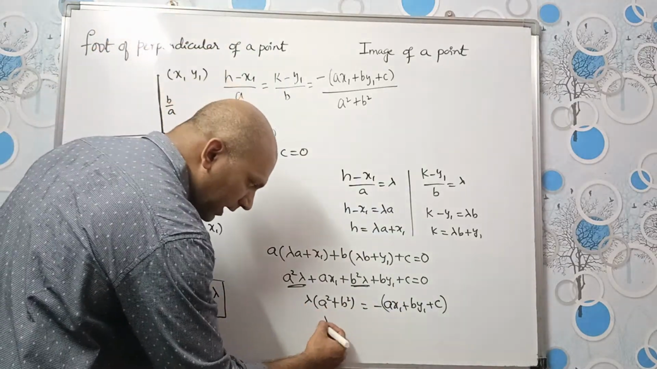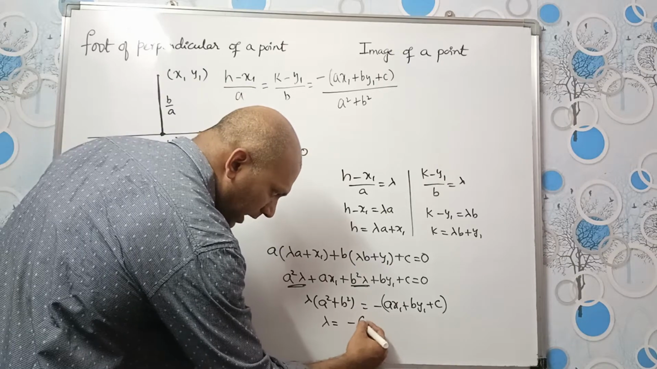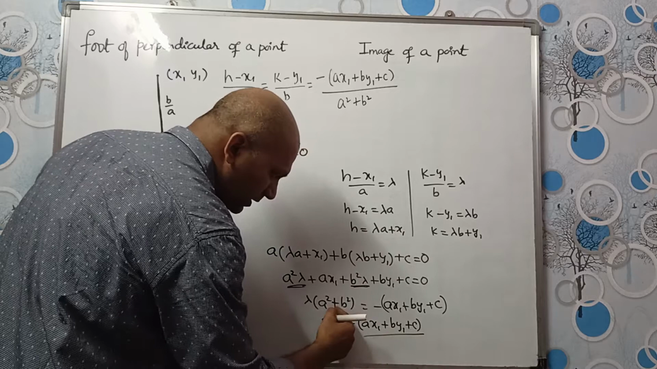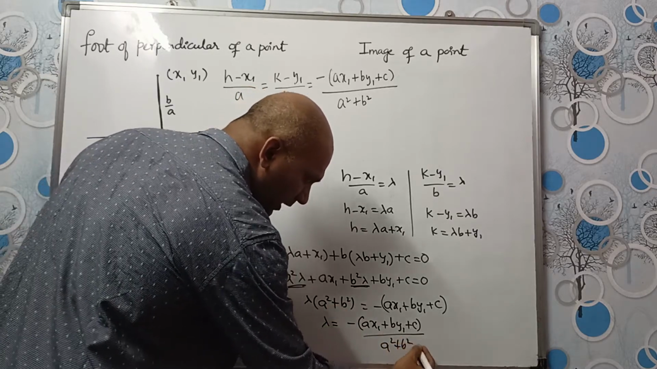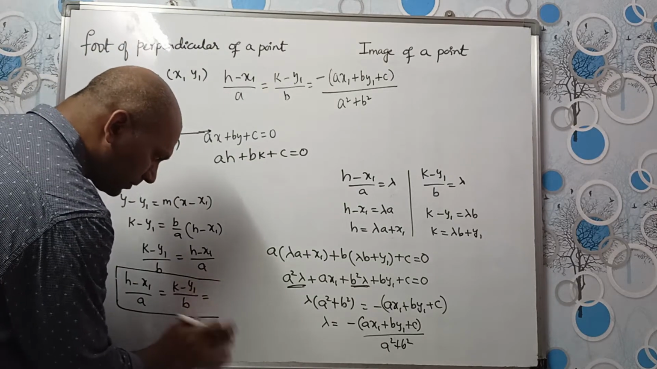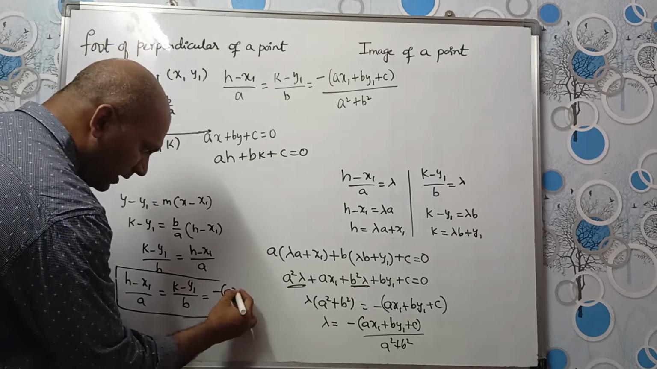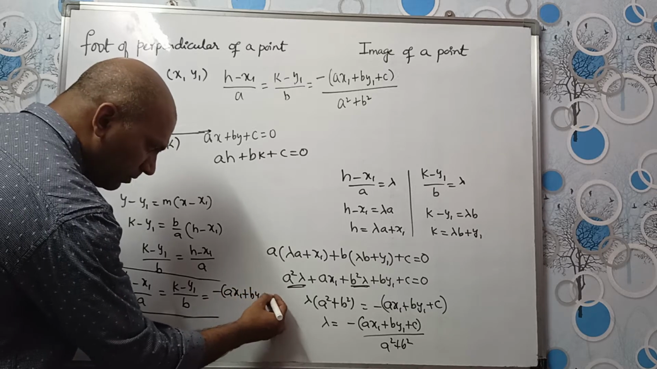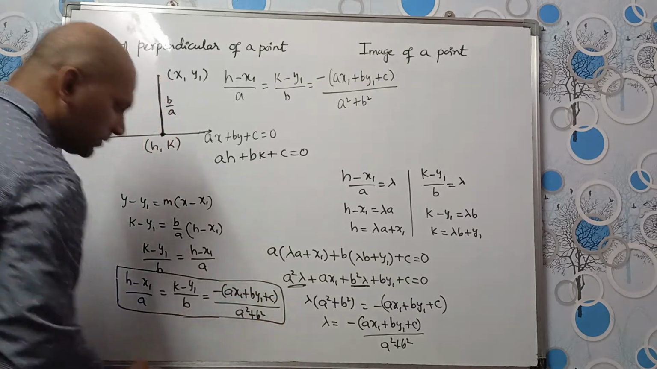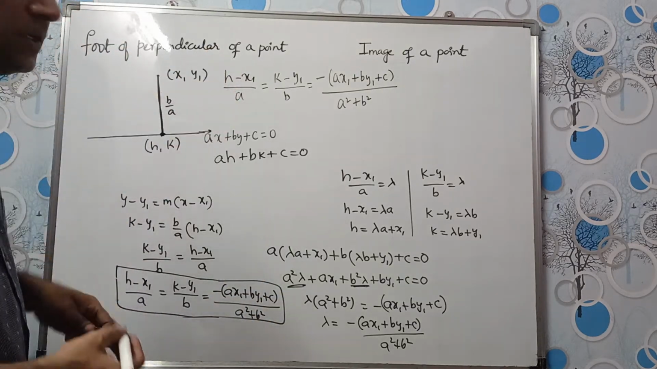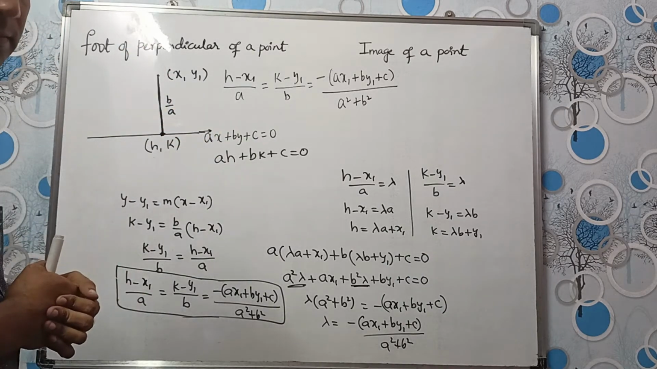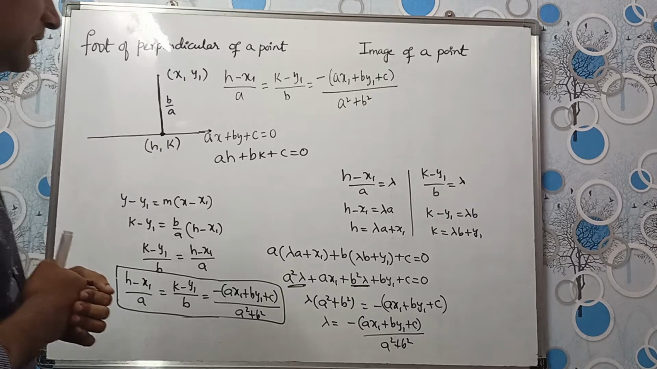Now what is the value of lambda? Lambda will be equal to minus, ax1 plus by1 plus c, divided by a square plus b square, since a square plus b square goes to the denominator, right? So this is the value of lambda. Let us substitute that lambda here: minus ax1 plus by1 plus c divided by a square plus b square. We got the relationship between the point, the foot of perpendicular and the line. I hope this is clear.